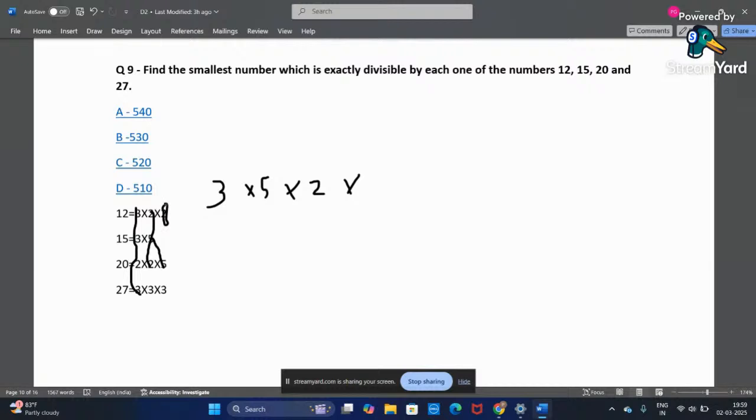This 2 is remaining. Then what is left out? This 3 into 3. You can write 3 into 3 or directly 9. Now multiply all this. Tell me the LCM value. We get 540. By multiplying this, we get 540. That means this is the answer. Okay, we'll move on to the next one.